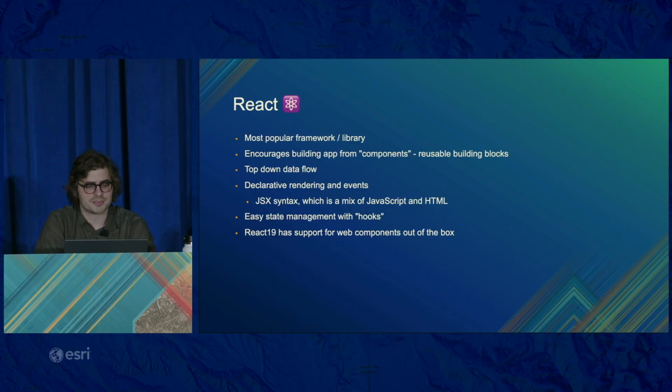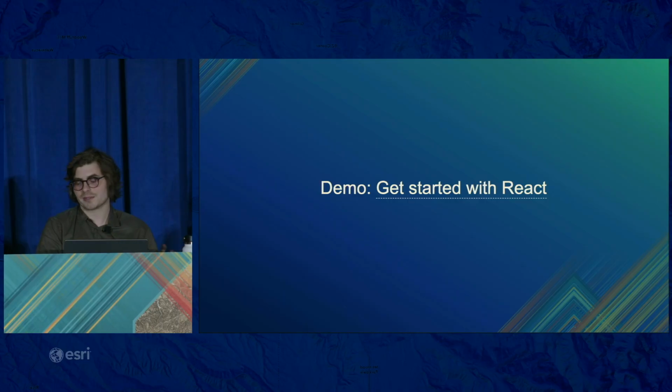It also introduces declarative rendering and events, such as JSX syntax, and that's a mix of JavaScript and markup. They combine that into a JSX file, which makes it so you can look at all of your code at once. You're not flipping between HTML files and JavaScript files. There's also easy state management with React hooks, and React 19 has support for web components out of the box. So I'm going to look at Max's demo, and I'm going to add React to it.